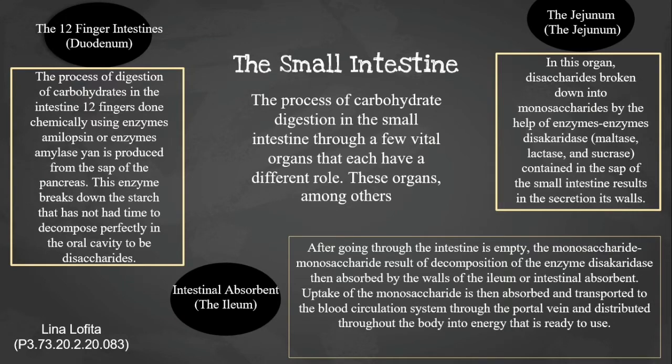Polysaccharides are broken down into monosaccharides with the help of disaccharidase enzymes contained in the shape of the small intestine, a process called intestinal absorption. After passing through the intestine, it is emptied to the monosaccharides. Monosaccharides resulting from the decomposition by the disaccharidase enzymes are then absorbed by the walls of the intestine.